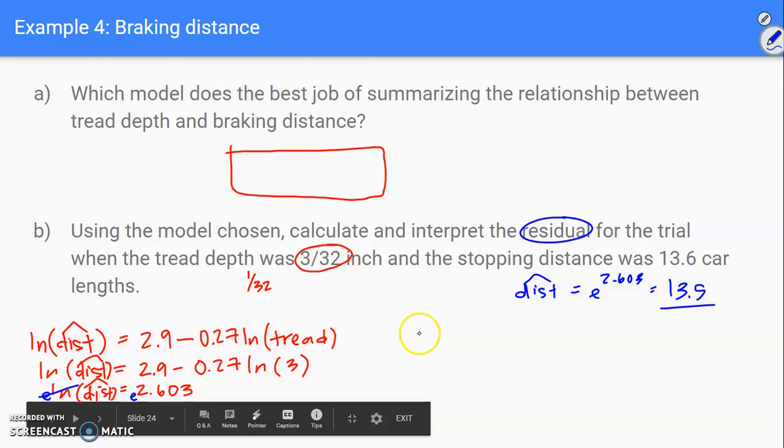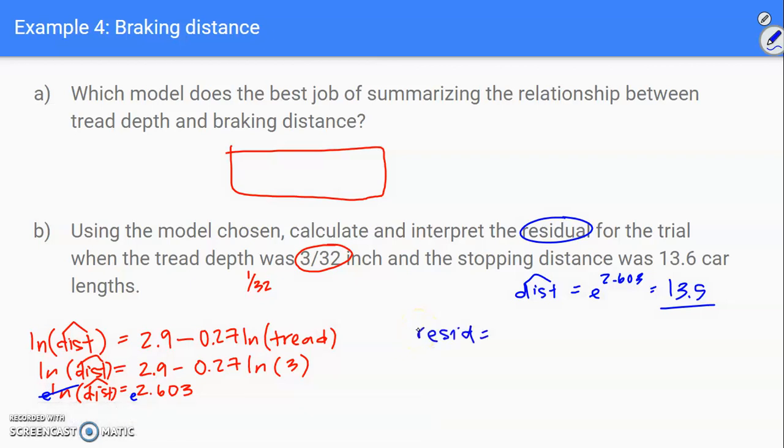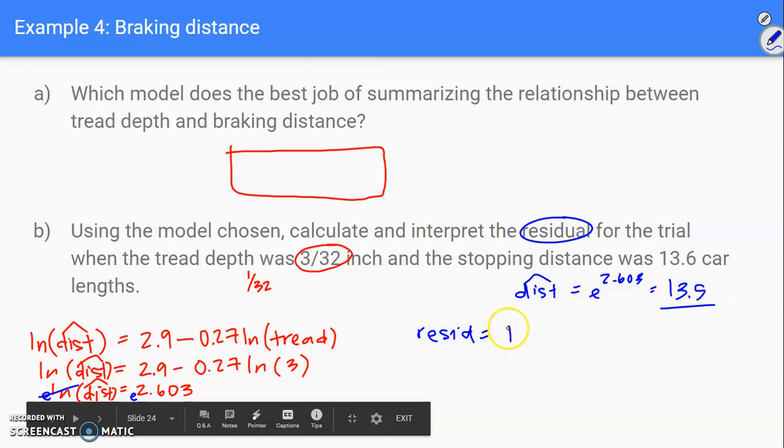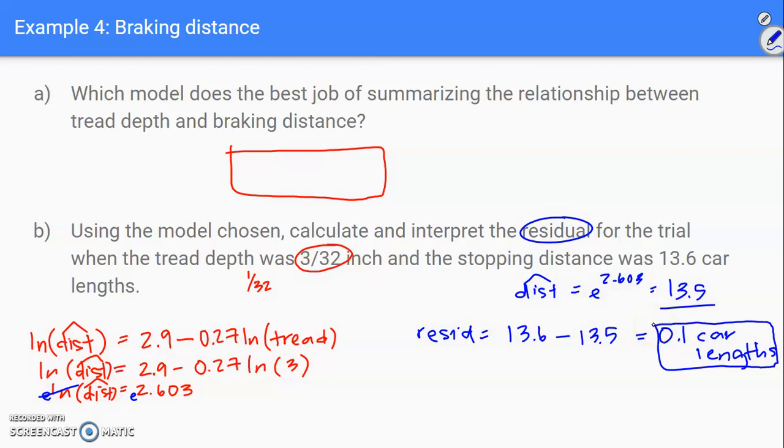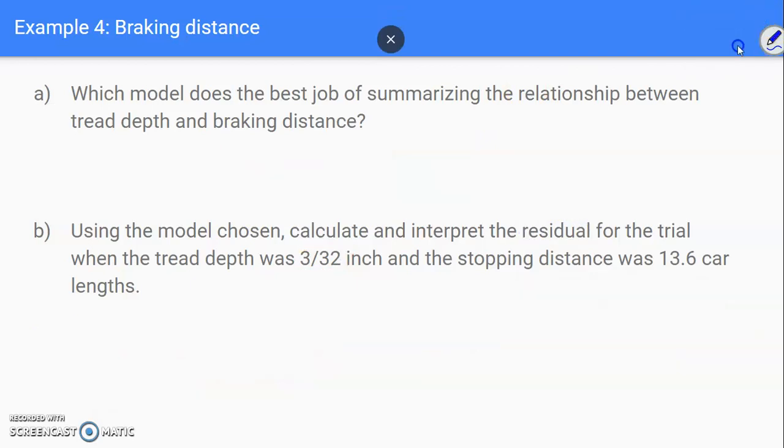So my residual is the observed y variable, which was 13.6. That's what actually happened for this car, minus our prediction, which is 13.5, gives us a residual of 0.1 car lengths. And interpreting that is the same way we've interpreted residuals in the past. I would say that this car's actual stopping distance was 0.1 car lengths greater than what the model predicted based on their tread depth. And that is how we can choose the best model and make a prediction from it.